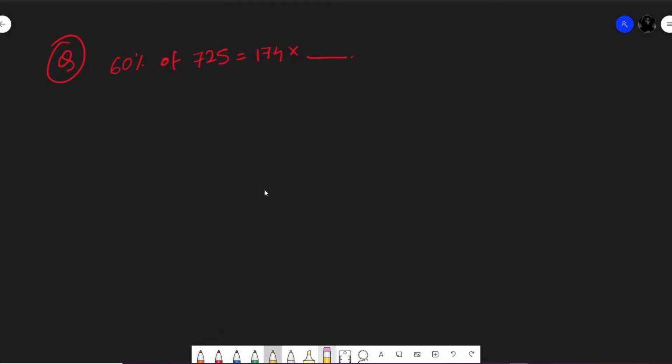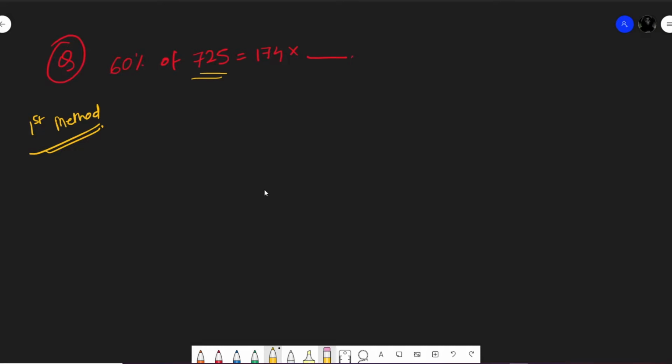I think you have done it. If not, then no problem. I will show you how it's done. So 60% of 725. You can approach it by two methods. So the first method is like this. So 60% of 725, right?